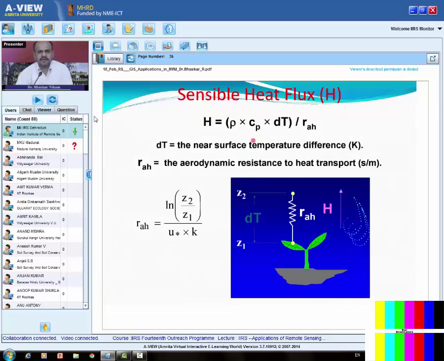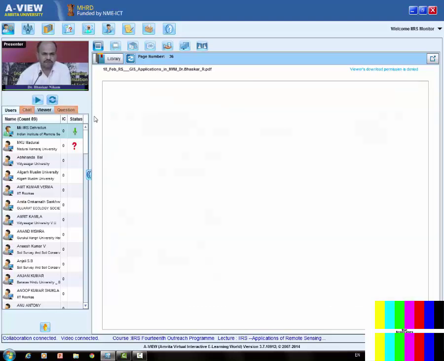one component remaining is the atmospheric sensible heat flux, which you can calculate if you know the rho density and the specific heat. This dT is the near surface temperature difference, and r_ah is the aerodynamic resistance to heat transfer. This particular term will appear in your Penman-Monteith equation also. So to calculate this, I require two heights. I require the friction wind velocity, and this is the von Karman constant, which is 0.41. To calculate this, I also require the vegetation height, which you can derive if you have the land use map.